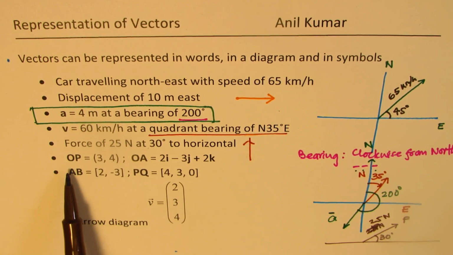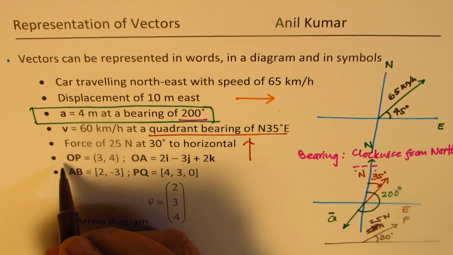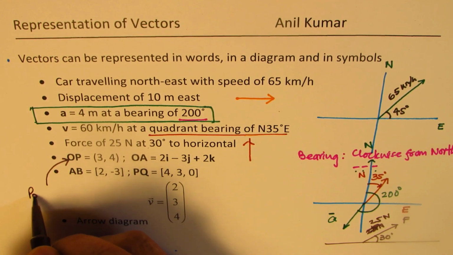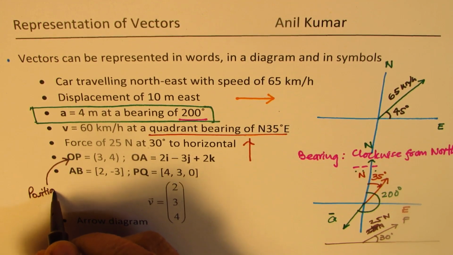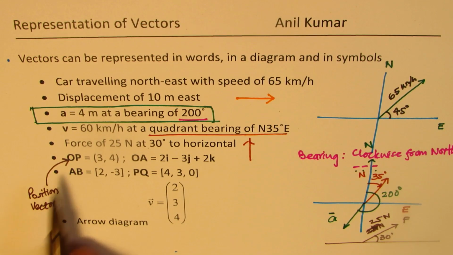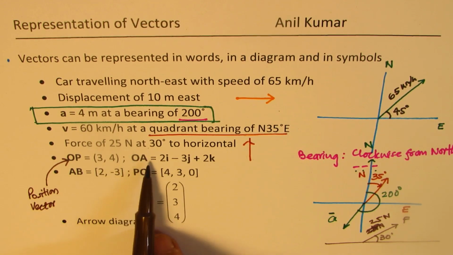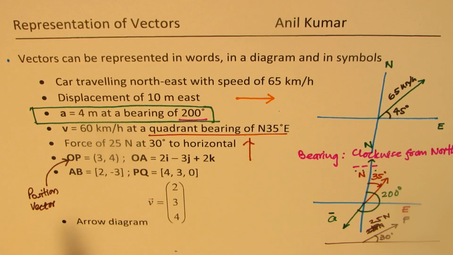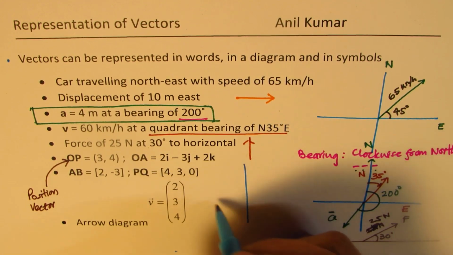Now vectors could also be shown as OP, meaning here position vector. So when we write OP, we call this a position vector, right? So OA from origin, that means, right? So if I have to show this vector 3, 4, then on a coordinate plane, we could do something like this. Let me just sketch it here for you.